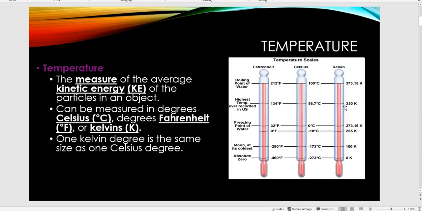Most countries in the world, as you'll see through this presentation, use Celsius. We are one of the few countries that still use Fahrenheit. 1 Kelvin degree is the same as 1 Celsius degree. It's just a bigger scale.